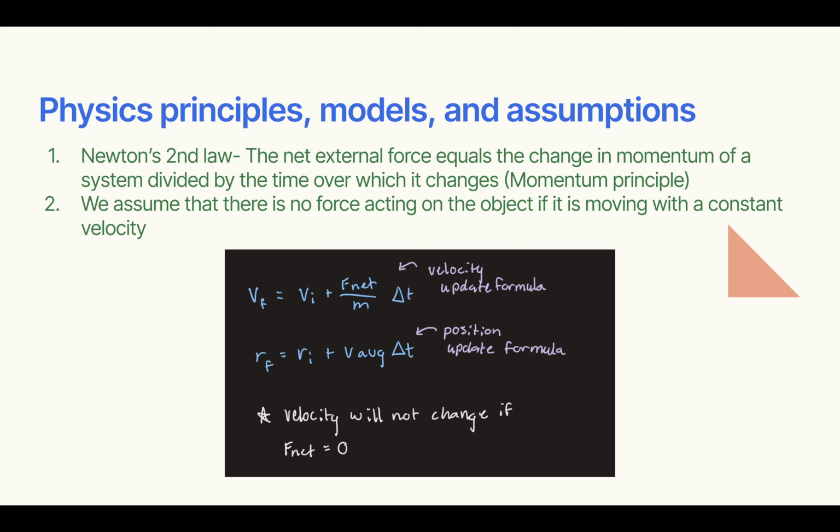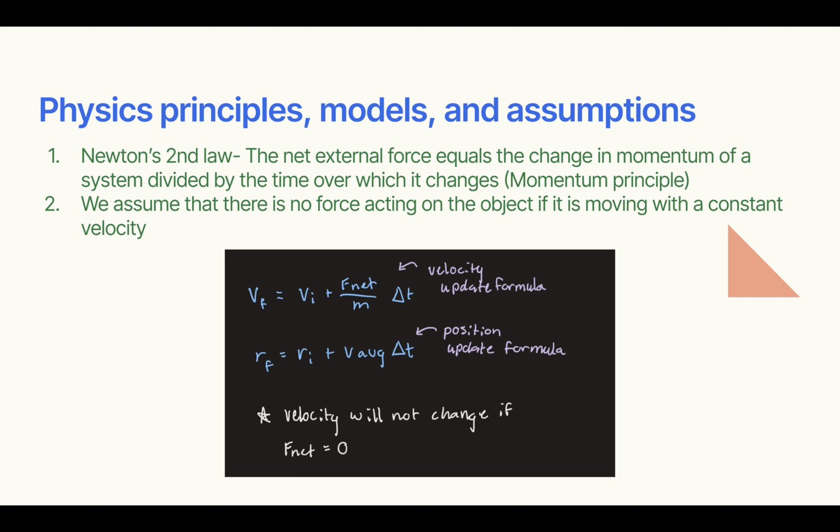So number one, Newton's second law states that the net external force equals the change in momentum of a system divided by the time over which it changes. This is also considered the momentum principle. And we have to assume that there is no force acting on the object if it is moving with a constant velocity. And so here we have a couple of equations that we used in order to update the position.